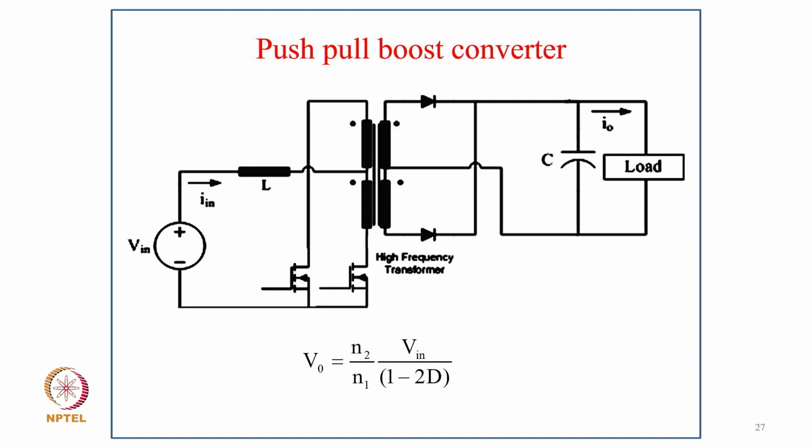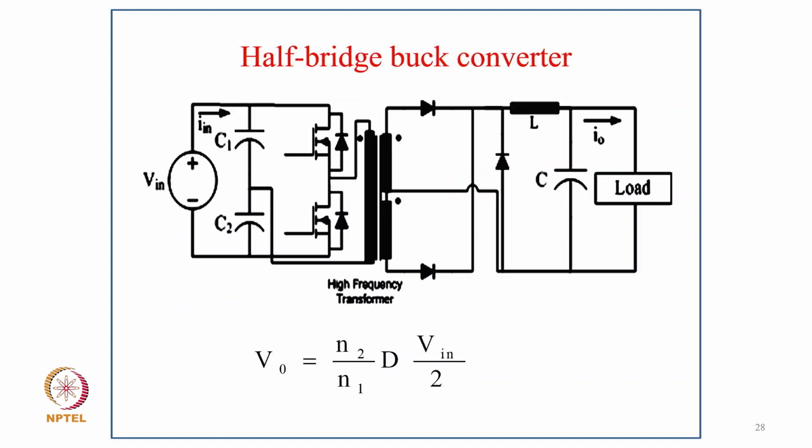So this takes care of boosting, and you can adjust the output voltage by control, but the turns ratio mainly decides the output voltage.